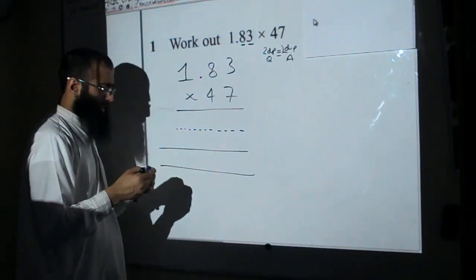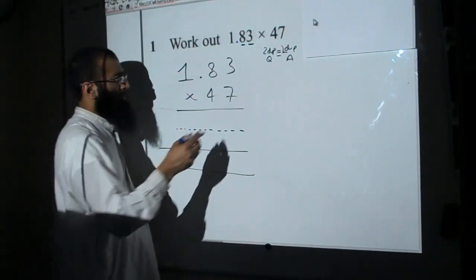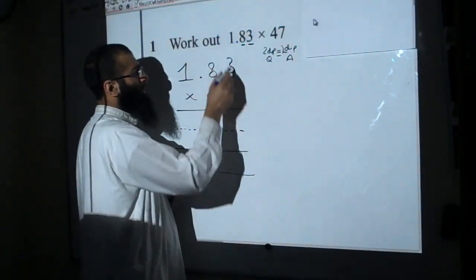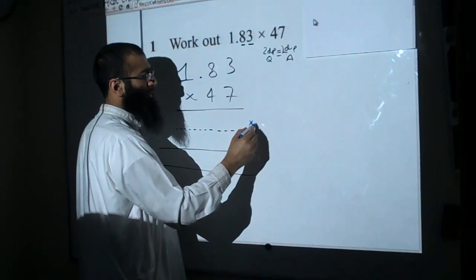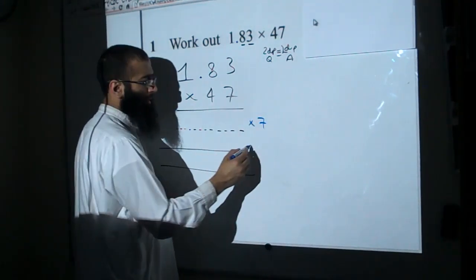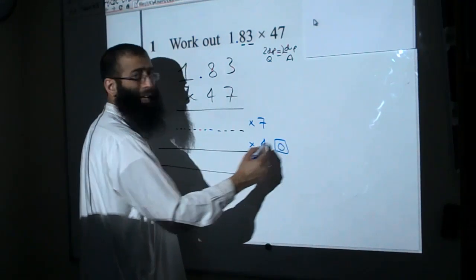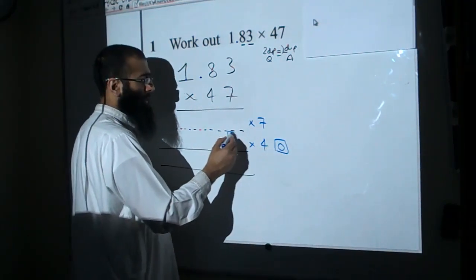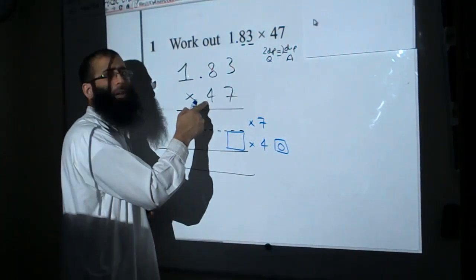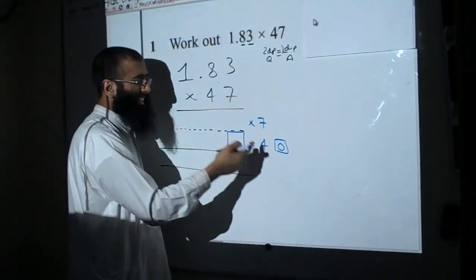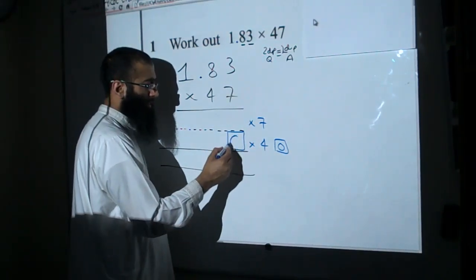So what we're going to do here is the long multiplication technique. We will multiply 1.83 by the first digit on the first line, which is 7, and by the second digit on the second line, we're going to add a 0. We add a 0 because we're not actually multiplying by 4, we're multiplying by 40. That's what the 0 there has the effect of.